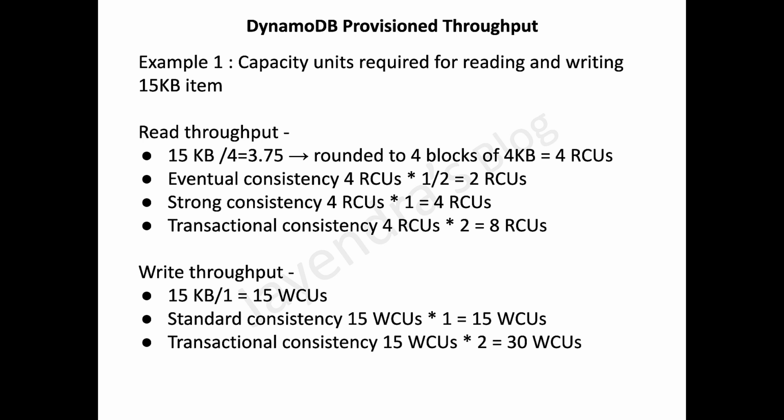For the write throughput, if we divide 15 KB by 1 KB, it would give us 15. With standard write, we would require 15 write capacity units, as one write capacity unit can perform one standard write of 1 KB each. With a transactional write, we would require 30 write capacity units, as 2 write capacity units are required to perform one transactional write of 1 KB each.